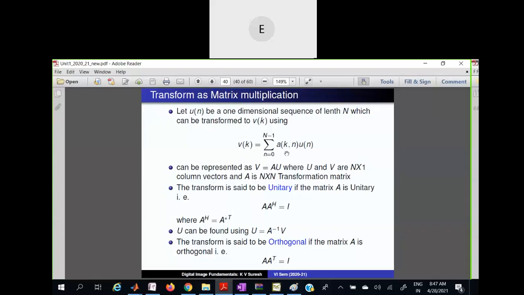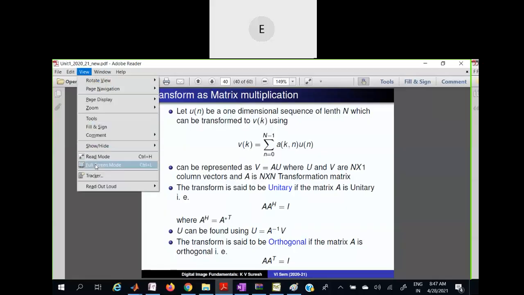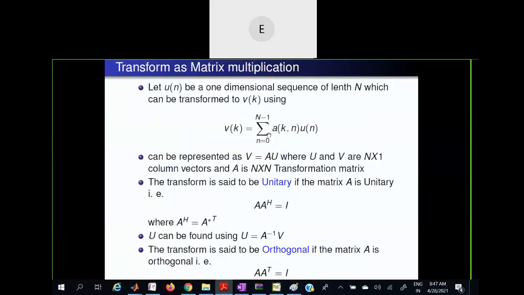Now the basis functions here need not always be complex. They are complex particularly in the case of Fourier transform. We just now saw that, but they can be real also. So if it is real, these values will be real values, so their conjugate will be itself. When that is the case, it just becomes A transpose.